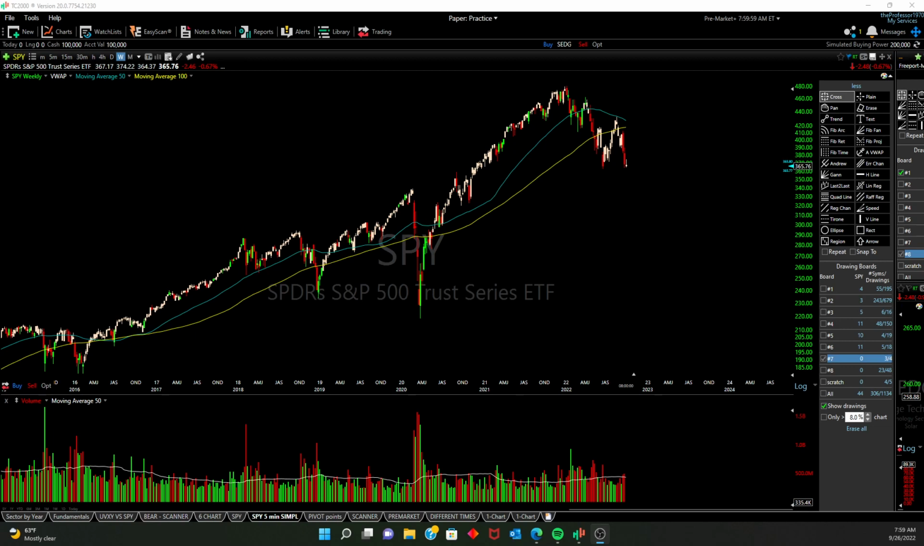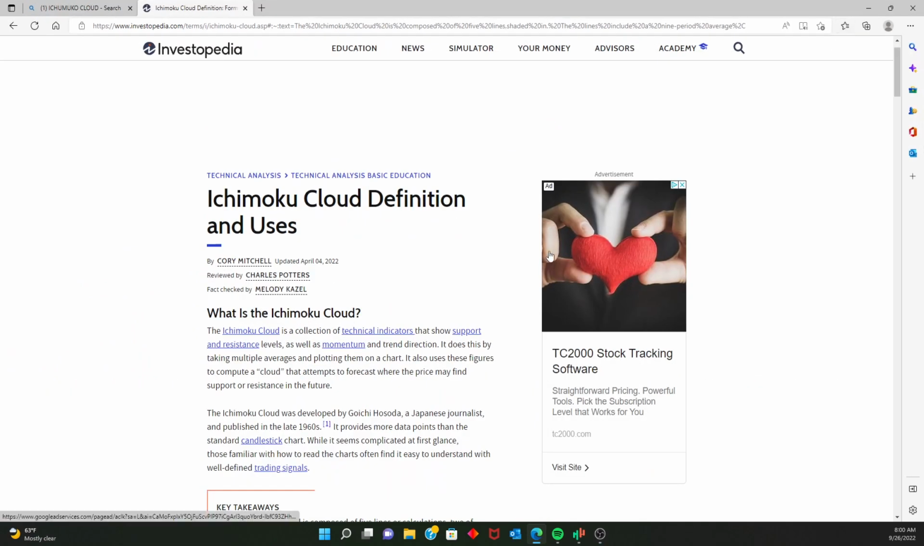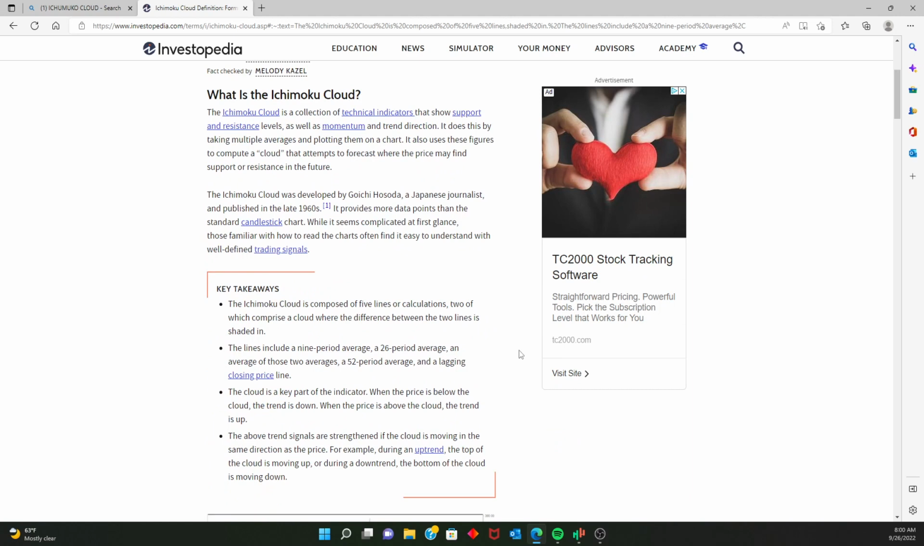To kind of go over the cloud real quick, the cloud is basically comprised of a whole bunch of technical indicators that show support and resistance levels, as well as momentum and trend direction. It's made up of all kinds of moving averages. It's a 26 moving average, a 15-day moving average, a 9-day moving average. It takes all of those moving averages and comes up with a formula and projects it into the future based upon whatever chart you may be on.